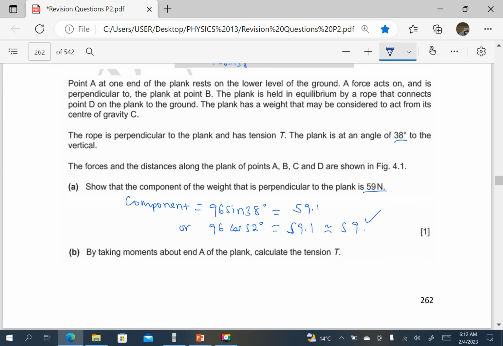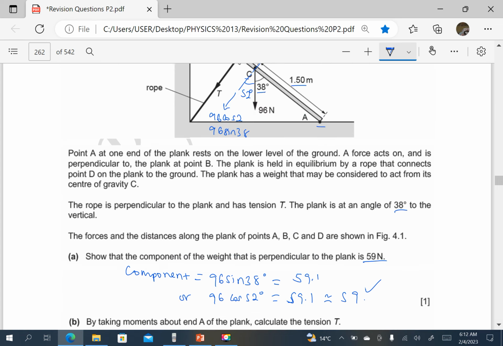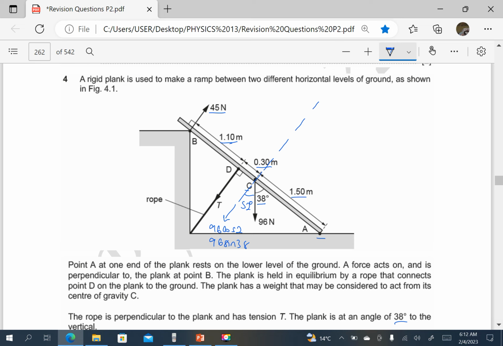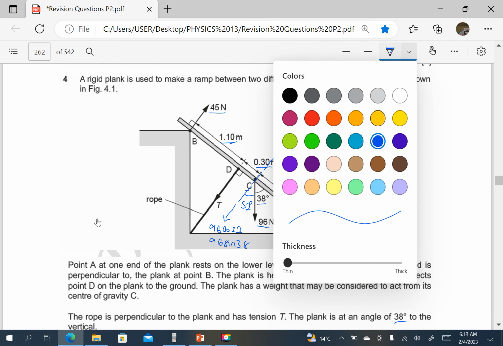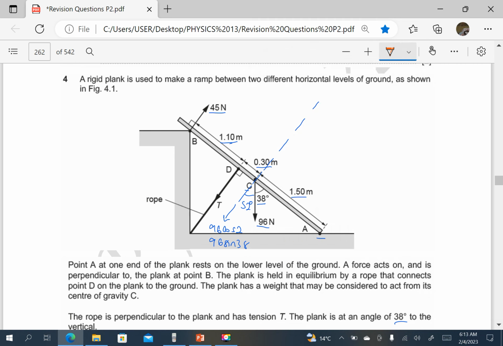By taking moments about end A of the plank, calculate the tension T. So we are going to take moments about end A to be able to find the tension T. Since we have already got the component of the weight perpendicular to the plank, we shall be using that component in taking moments. If I change the color here, we can see which forces cause clockwise moments and anticlockwise moments. Because I want to use the perpendicular distance as 1.5, I will just take the component of the weight perpendicular to the plank.